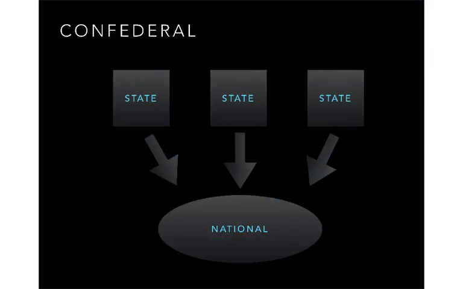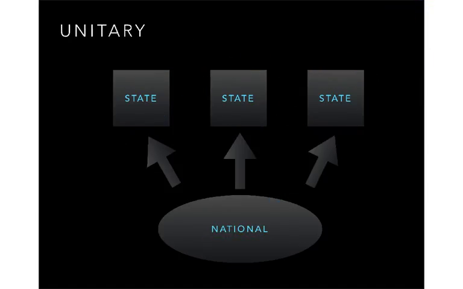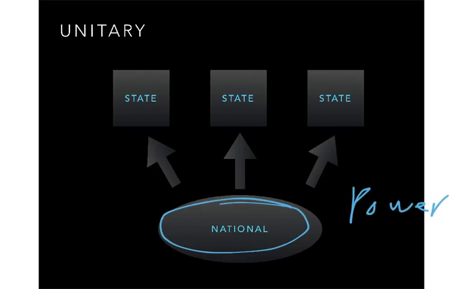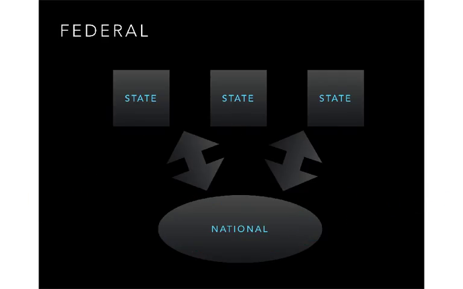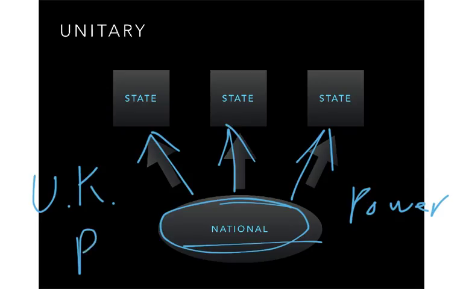Now, the second form of government that we could have is a unitary form of government. In a unitary form of government, power rests solely with the national government, and it flows in one direction, if it does at all, to sub-constituencies. A great example of this form of government is the United Kingdom, right? Parliament has all the power. There are local forms of government, but they only have power to the extent that Parliament has given them power. And at any time, Parliament could take back that power.